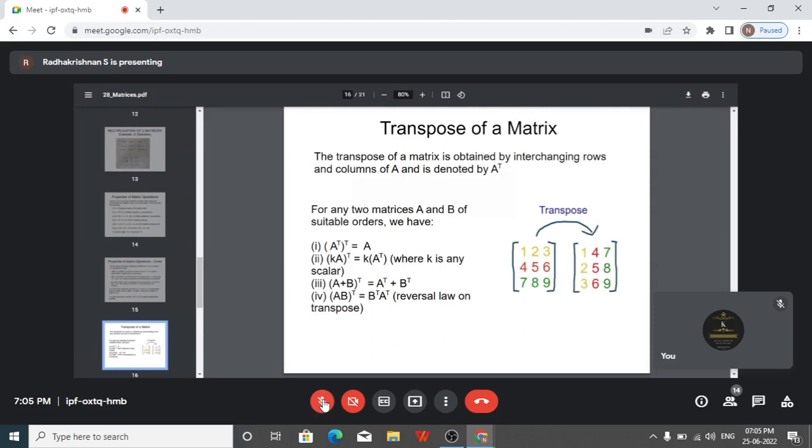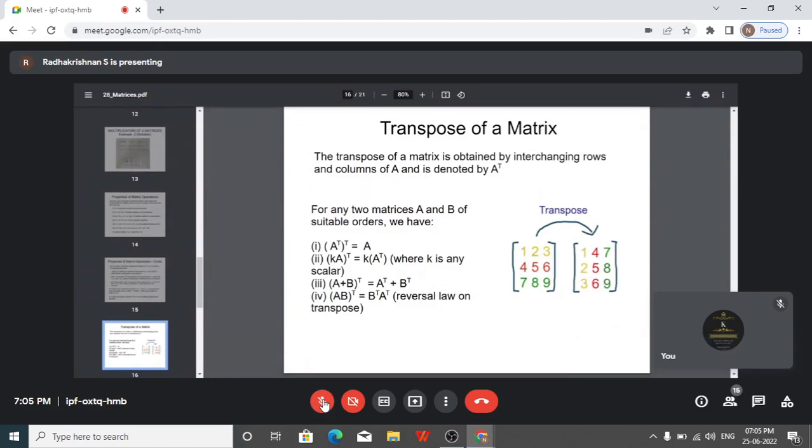We represent it as A power T. We call it A transpose. So A transpose is represented like A power T. So this is how the transpose is done, by interchanging rows and columns.